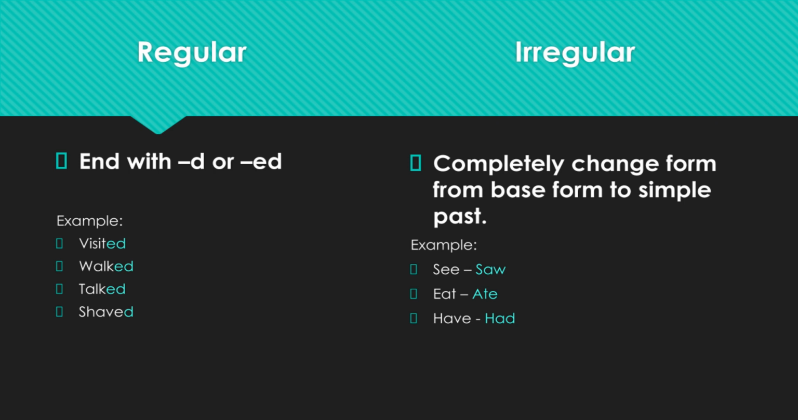The irregular form completely changes from the base form to the simple past. For example, see, saw, eat, ate, have, had. As you can see, sometimes it's not even that different. However, we need to know that they don't follow specific rules as the regular verbs.